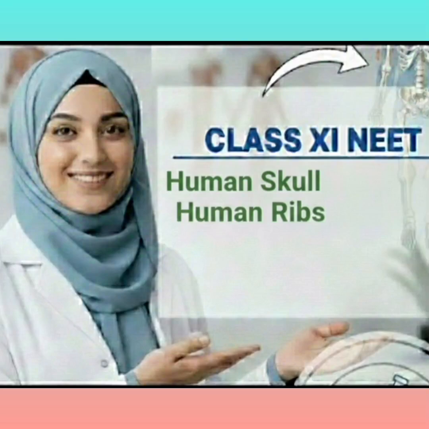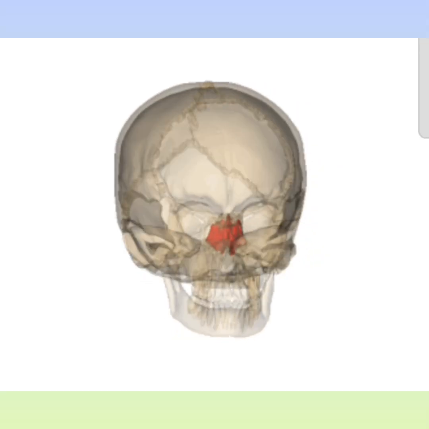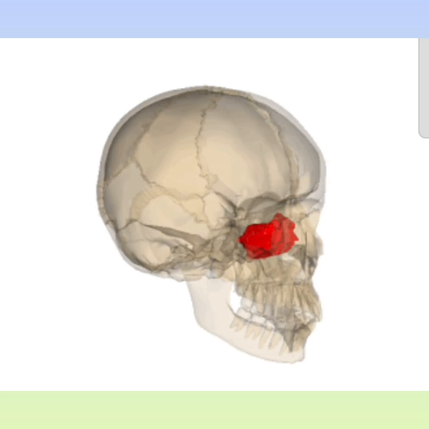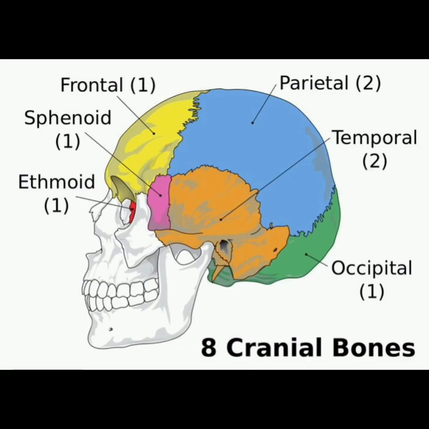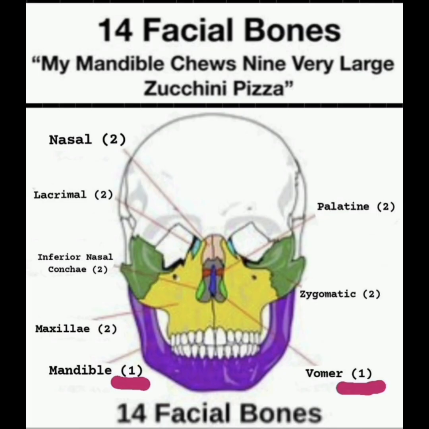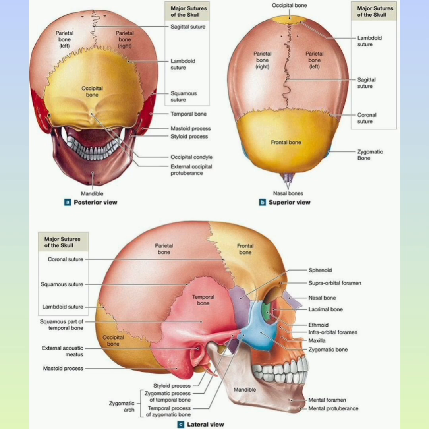In this video, we are going to discuss the human skull. In the human skull, we have 22 bones. Out of these, 8 are cranial bones and 14 are facial bones. The cranium is also known as the brain box.